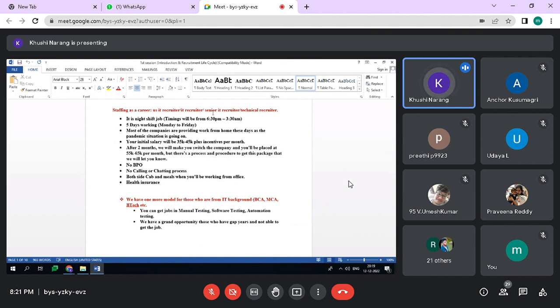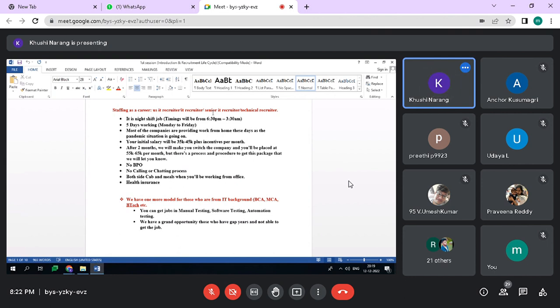Most of the companies are not providing work from home nowadays, because the COVID pandemic is over. Every company needs their employees on site. So people who are looking for work from home opportunities can leave right now, because there is no work from home opportunity in the market now.